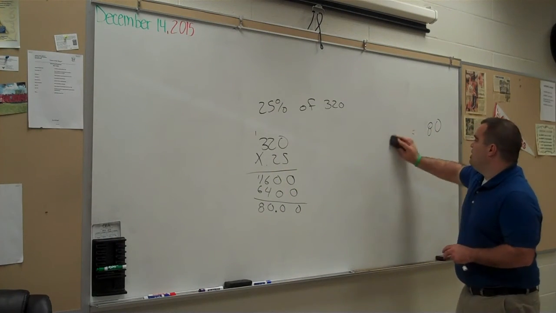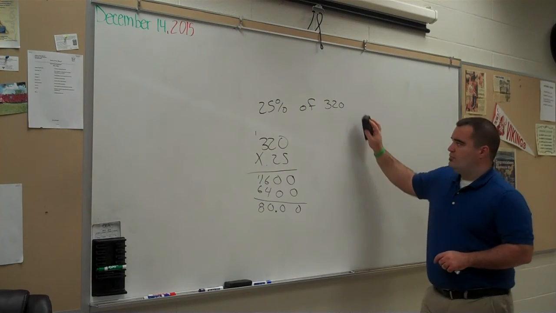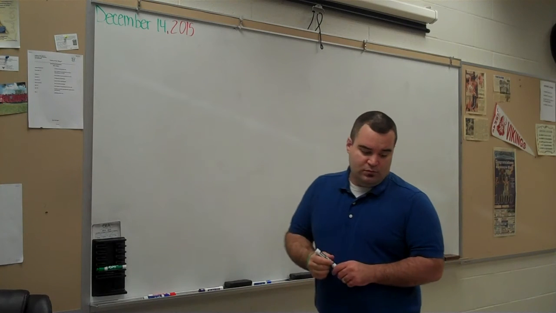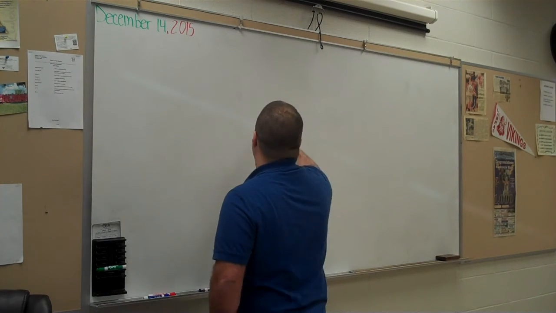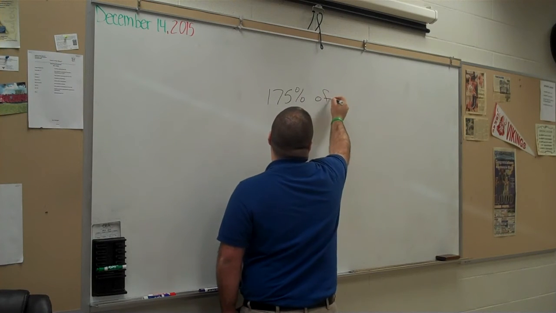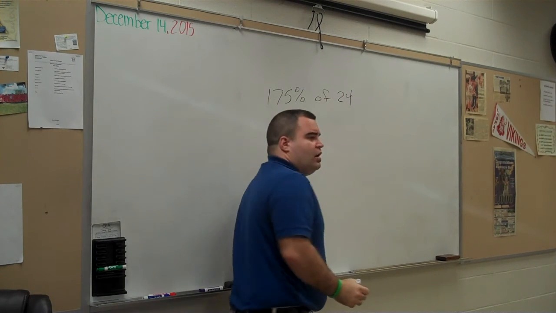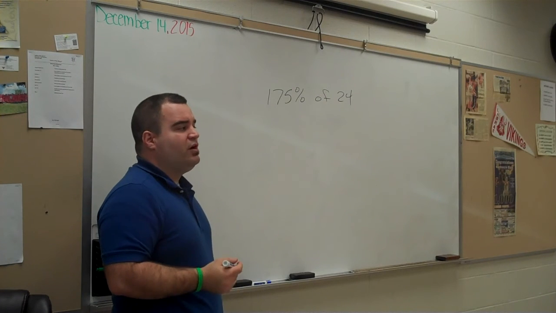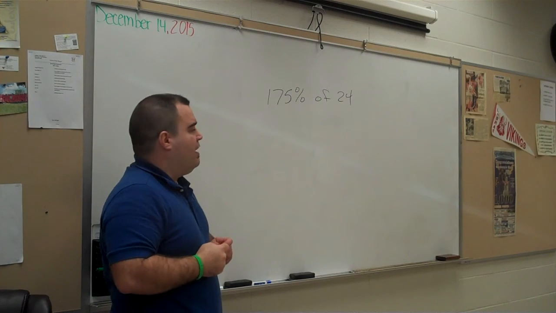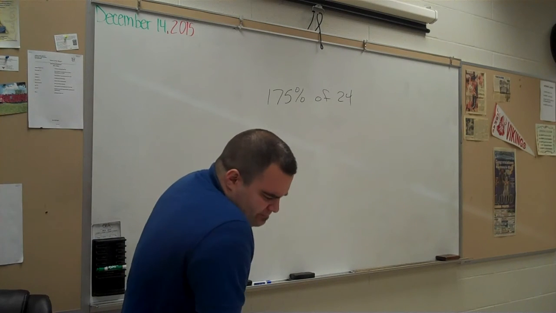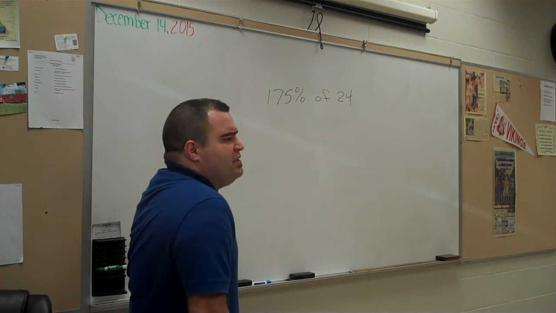Here's where my way gets really easy. Big numbers with not zeros. 175% of 24. So it's 1.75 times 24. Now, let's think about this before we go any further. 1.75 is my number.